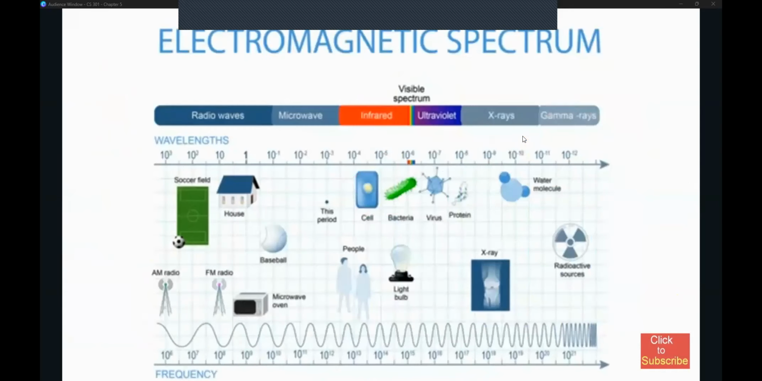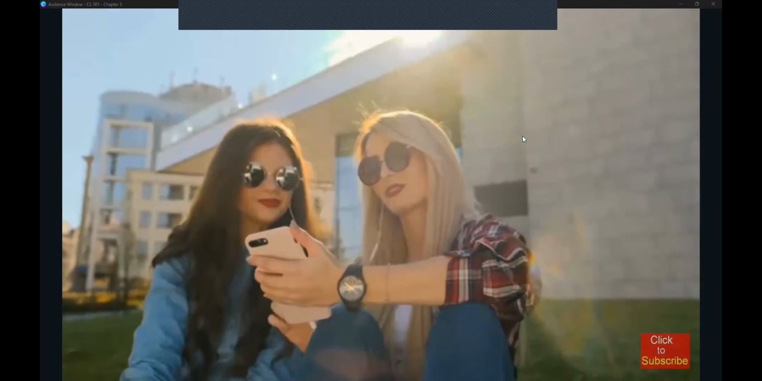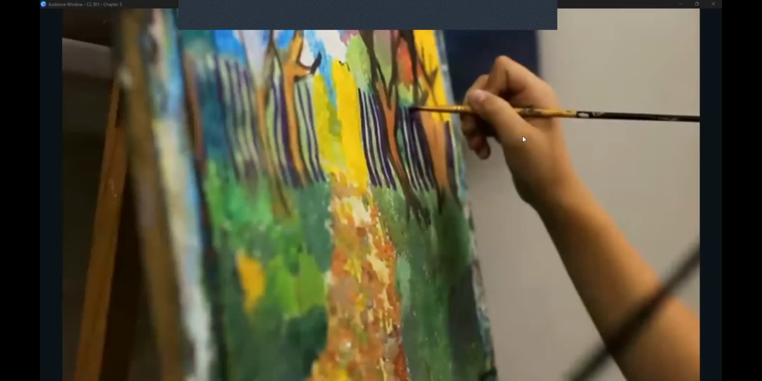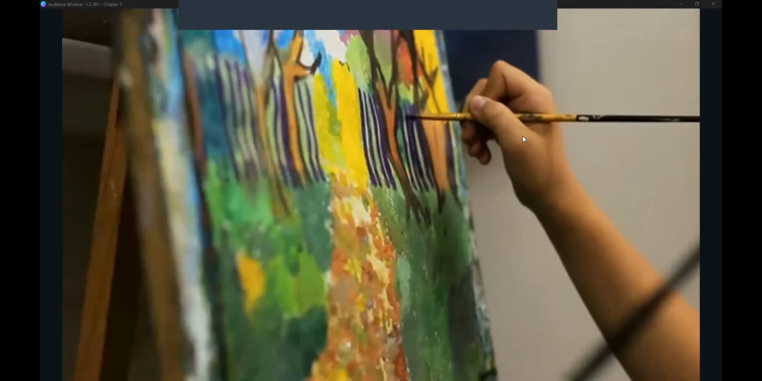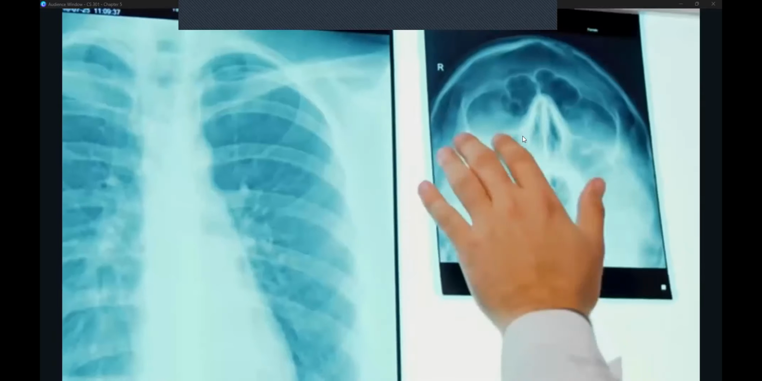Now, at this point, the wavelengths are very, very small. X-rays are slightly larger than a water molecule, and radioactive sources, such as gamma rays, are the size of atoms. The electromagnetic spectrum is used in everyday life, from listening to music, to visible light, to microwave ovens, to even looking inside our bodies.